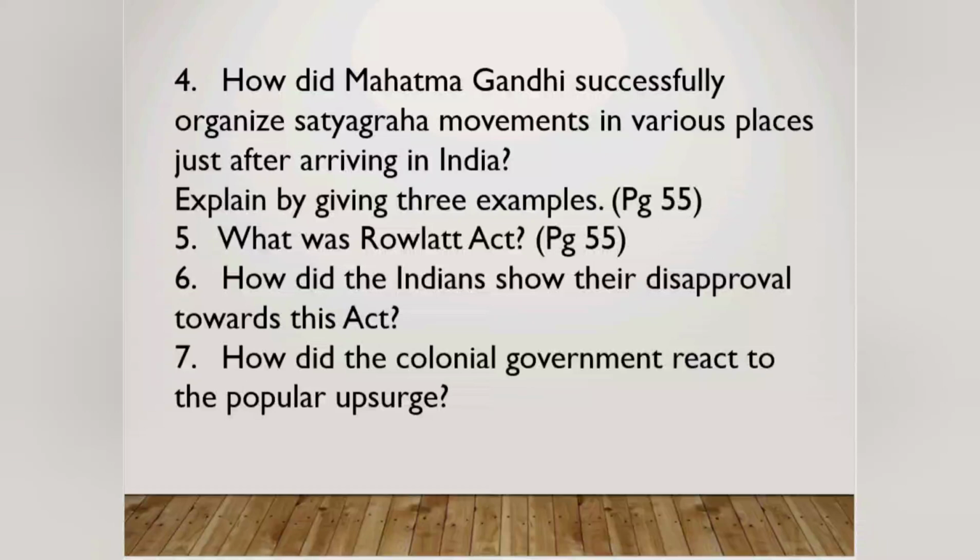Question number 5. What was the Rowlatt Act? The Rowlatt Act is mentioned in your book on page number 55. As we have read, it was an act which was passed hurriedly by the Assembly. Indian members opposed it. It gave enormous powers to repress political activities, and it authorized the government to imprison any person without trial for 2 years.